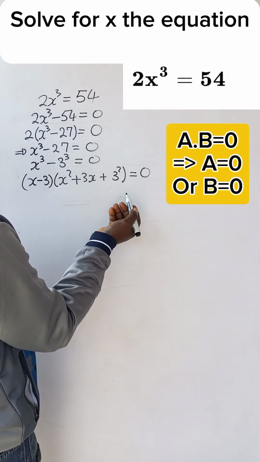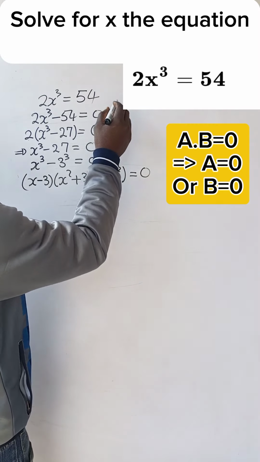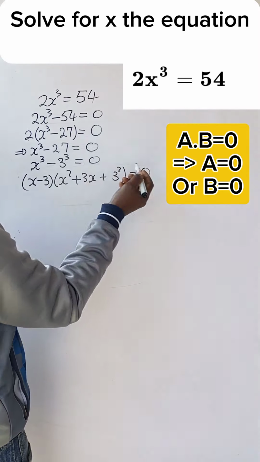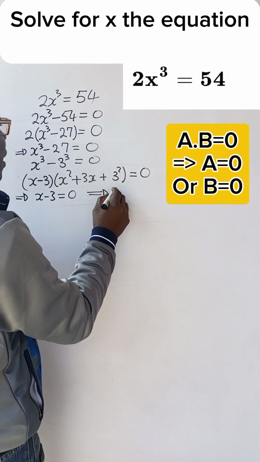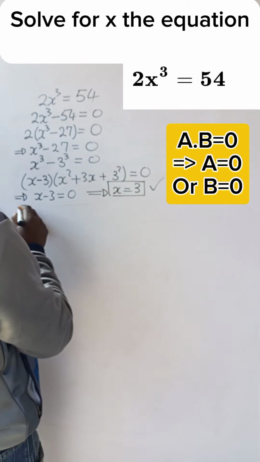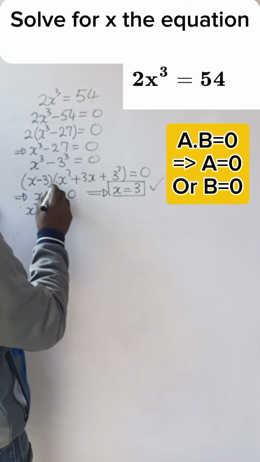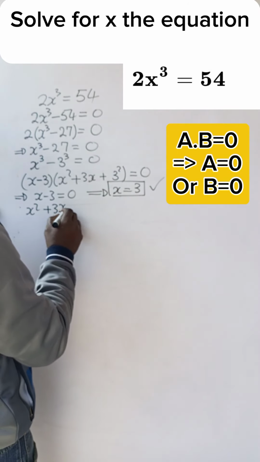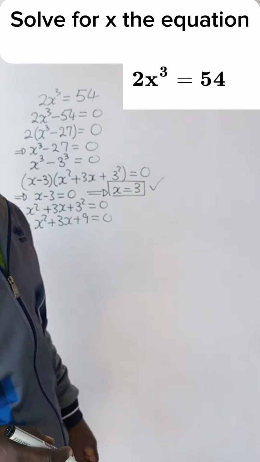We have the product of two expressions giving us 0. That means that either x minus 3 is 0, which therefore means that x is equal to 3. This is our first solution. Or the next one, x squared plus 3x plus 3 squared is equal to 0. This means x squared plus 3x plus 9 is equal to 0.